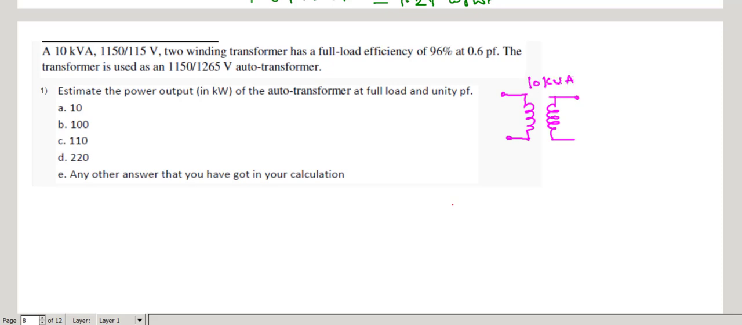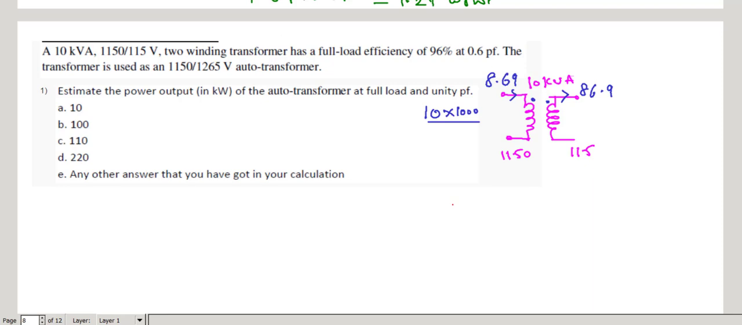10 kVA, 1150 and 115. What is the current flowing through this? Let's assume the dot here. What is the current here? 10k divided by 1150 gives 8.69 amperes. And 10 kVA divided by 115 gives 86.9 amperes here. So this is the current flowing through the primary and secondary winding.